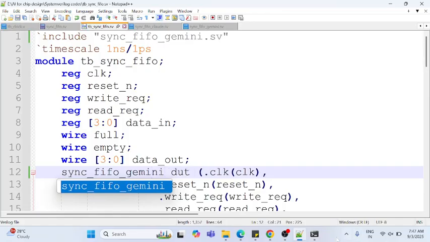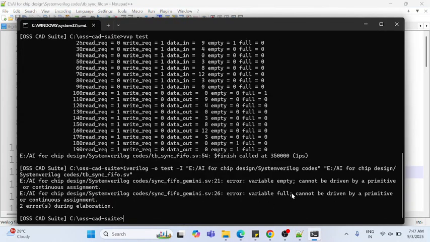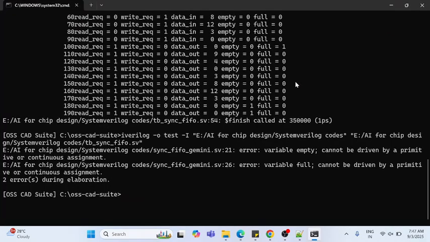Other things remain the same, so now I am running this. Now observe what happens. There is an error coming here. Why? Because the code is a little bit different here. Error: variable empty cannot be driven by a primitive or continuous assignment.